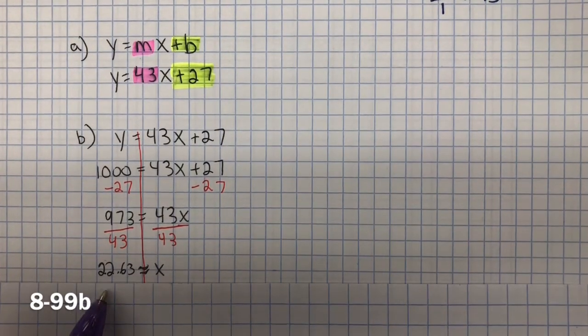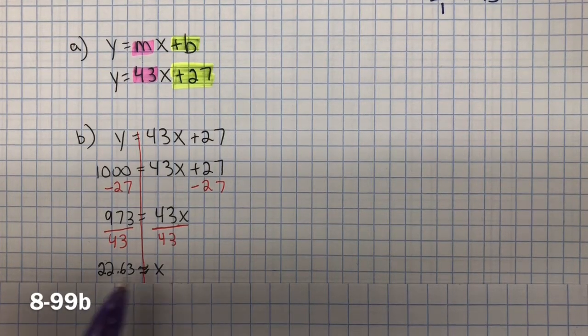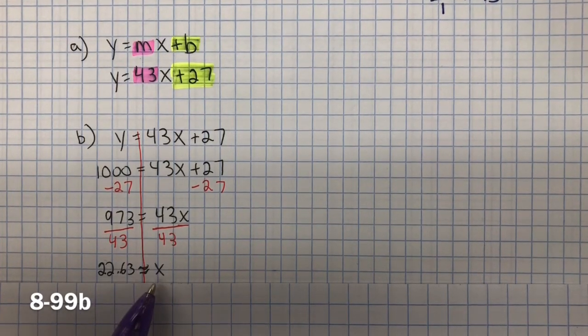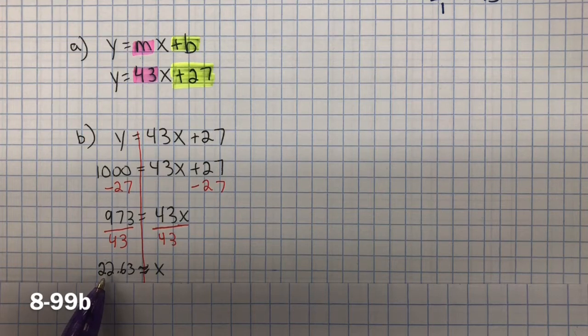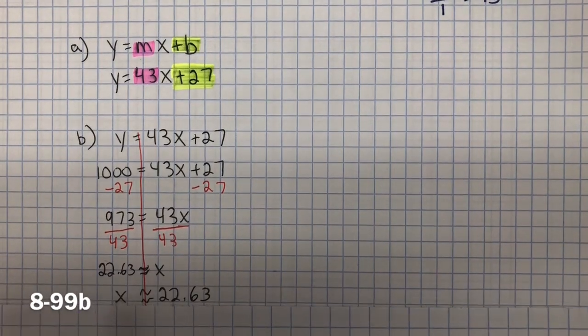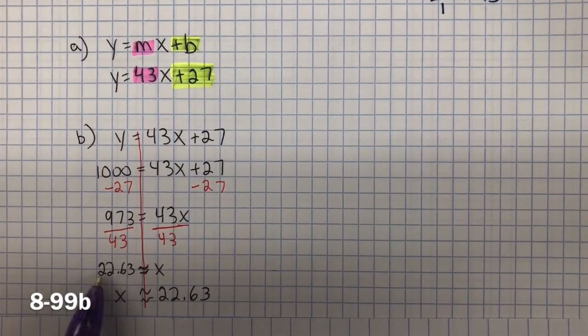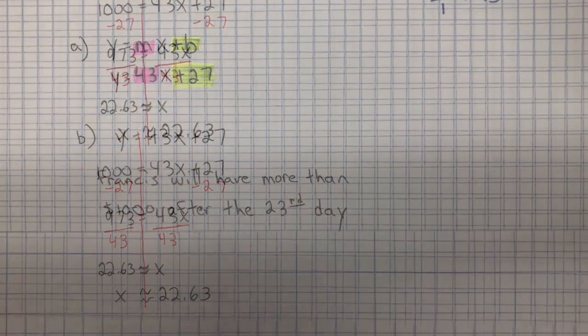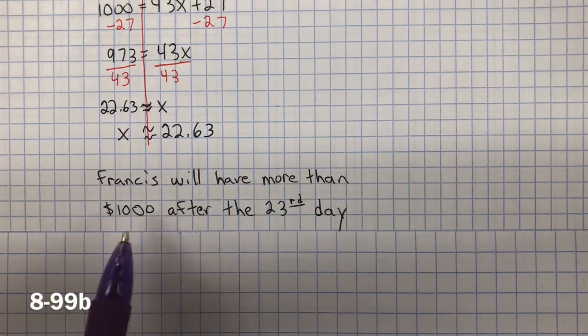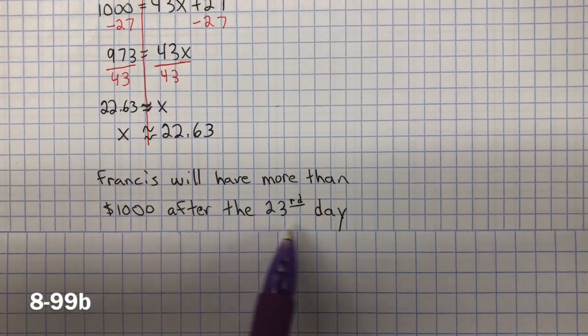So x represents the number of days. At 22 days, he doesn't have enough money. He has less than $1,000. So it's not until you get to the 23rd day that he'll have enough money, because he won't get paid until his next day at the job. So Francis will have more than $1,000 after the 23rd day.